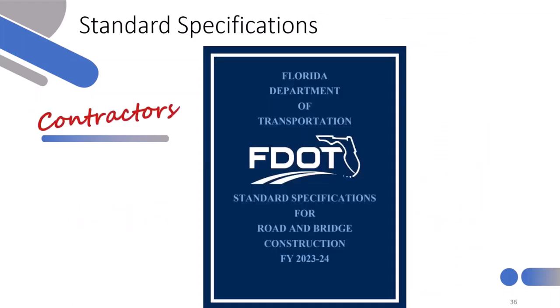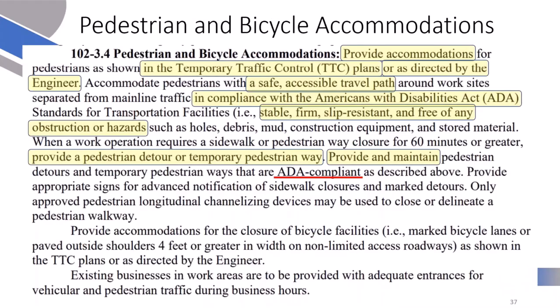But now we're going to look at some language in the spec book, which speaks directly to contractors. The highlighted portions there state that the contractors provide accommodations in the temporary traffic control plans or as directed by the engineer. So there it states the obvious of what I said a little earlier, that temporary traffic control plans are the responsibility of the design engineer. They're to be a component within the contract plan set. And they must provide a safe and accessible path of travel that is compliant with the ADA.